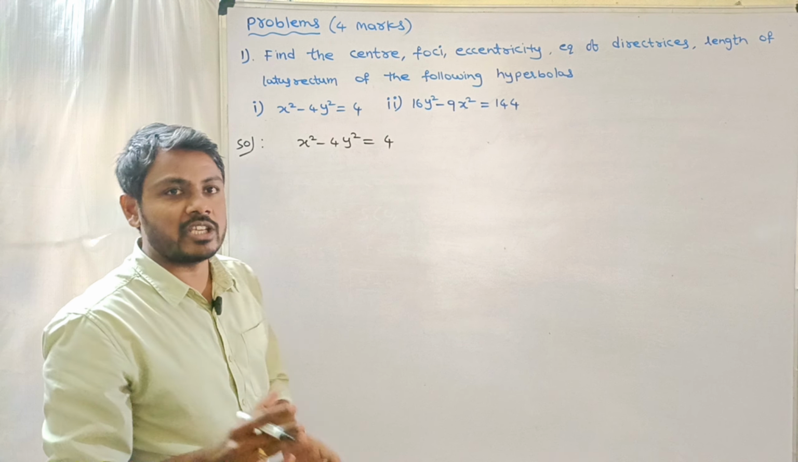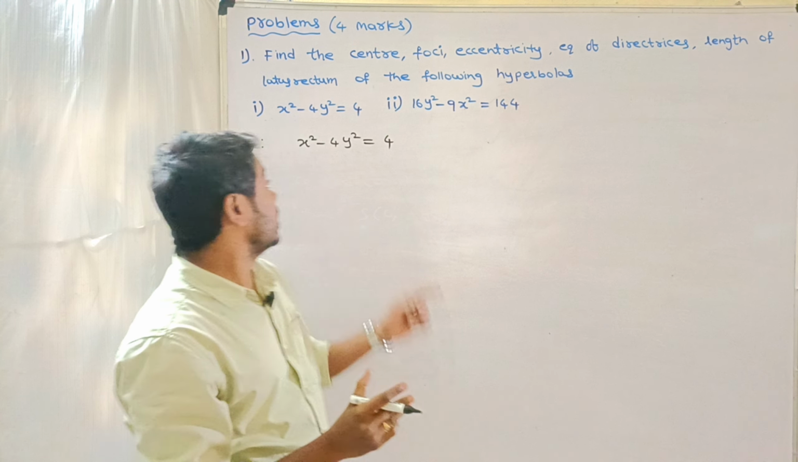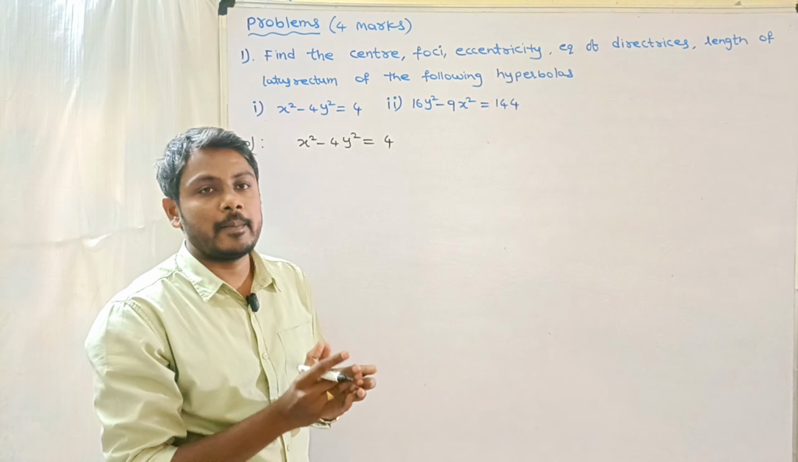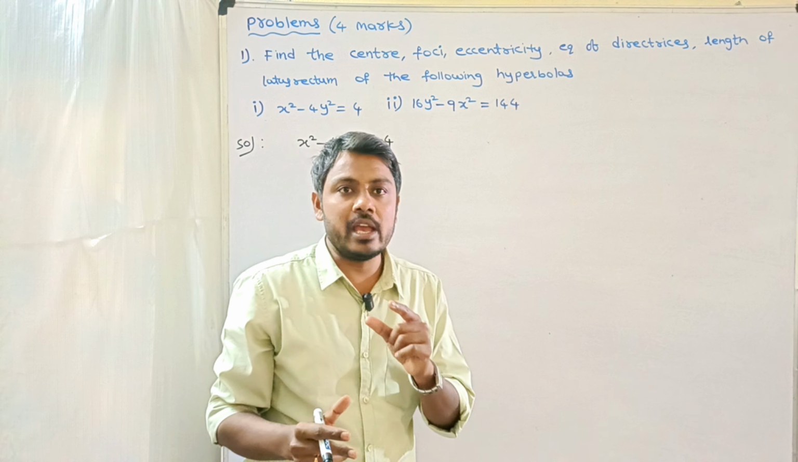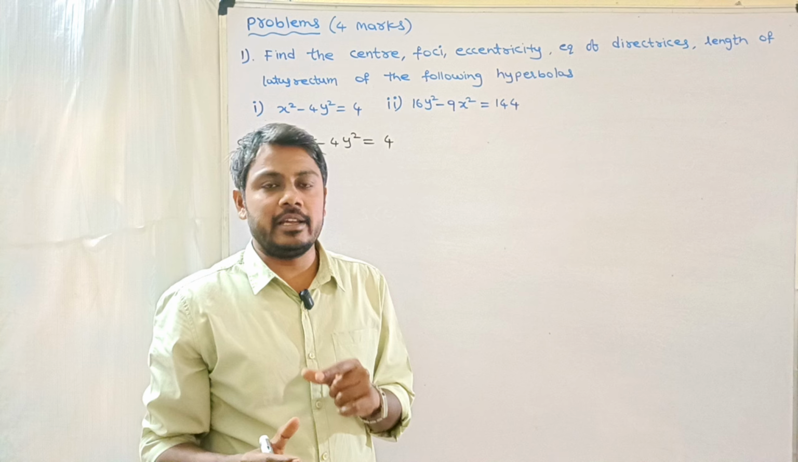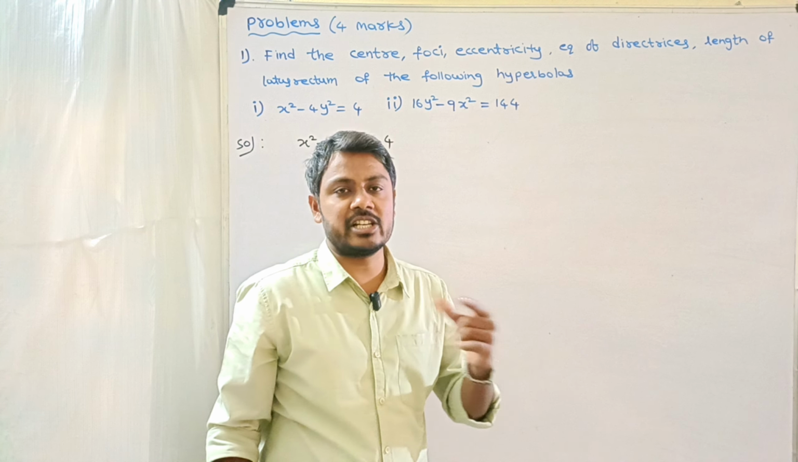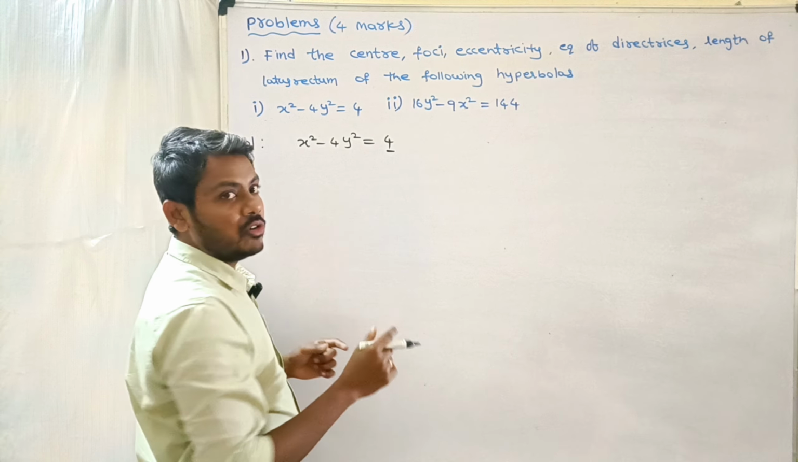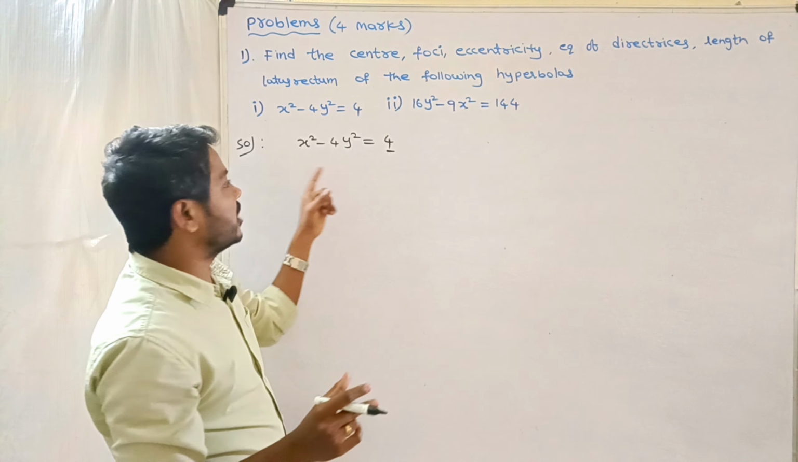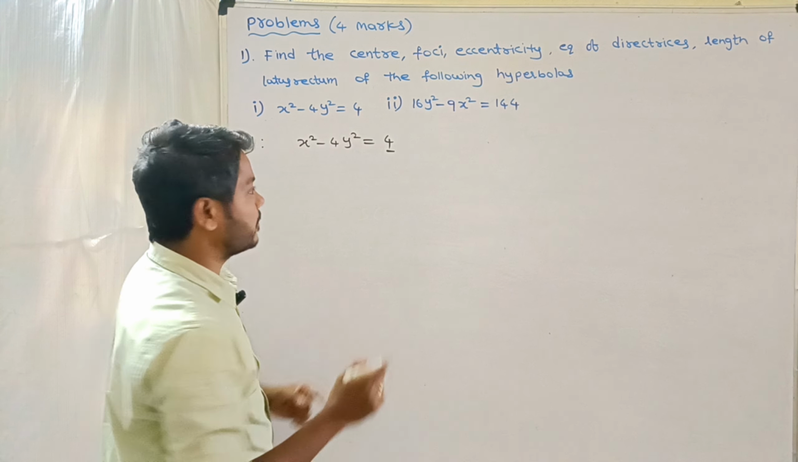We know that the equation of the hyperbola x square by a square minus y square by b square equals 1. That is the equation of the standard form of hyperbola. And for the conjugate hyperbola, the right hand side value is minus 1. Here we need to make the right hand side value 1. For that we can divide the equation by 4.